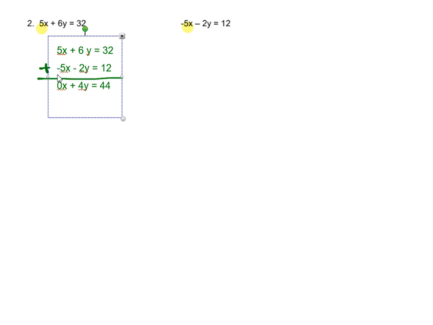Now, when you're setting this up, remember to line up your variables. Your x variables, your y variables, and your standard number should all be lined up properly. So I now have 4y is equal to 44. I can divide both sides by 4.